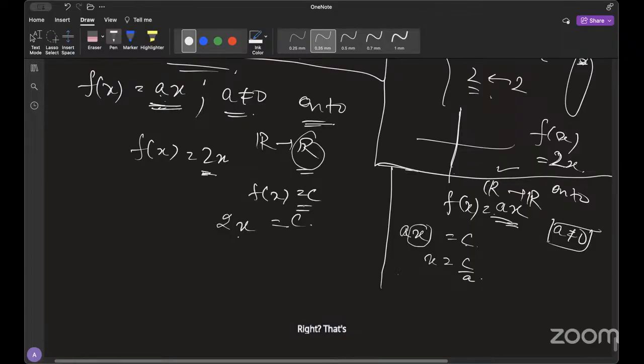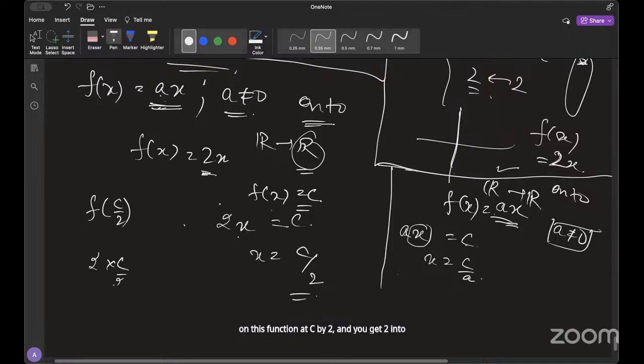and we try to find the value of x such that f(x) equals c. That's what you want. So if you get an x such that f(x) is equal to c, that means this function is onto. So you need to find x such that 2x is c. If you take x equals c by 2, then the function at c by 2 gives 2 into c by 2, so you'll get c. Choose any arbitrary real number and we can find a number such that f(x) is equal to c.